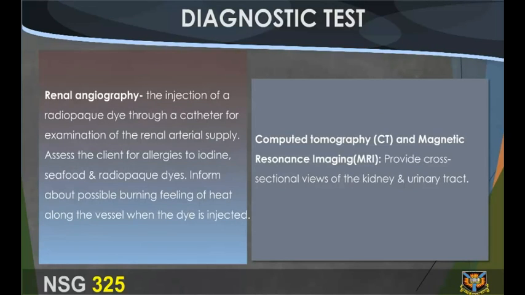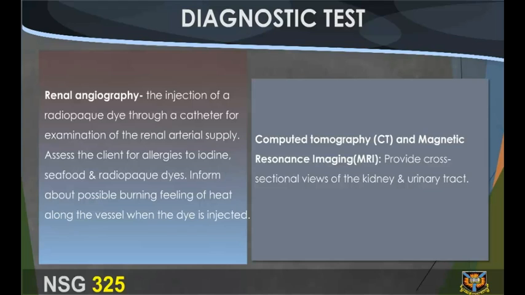Renal angiography, the injection of a radiopaque dye through a catheter for examination of the renal arterial supply. Assess the client for allergies to iodine, seafood, and radiopaque dyes. Inform about possible burning feeling of heat along the vessel when the dye is injected.